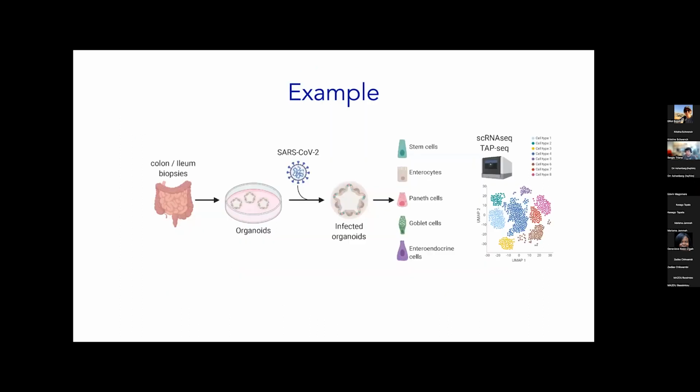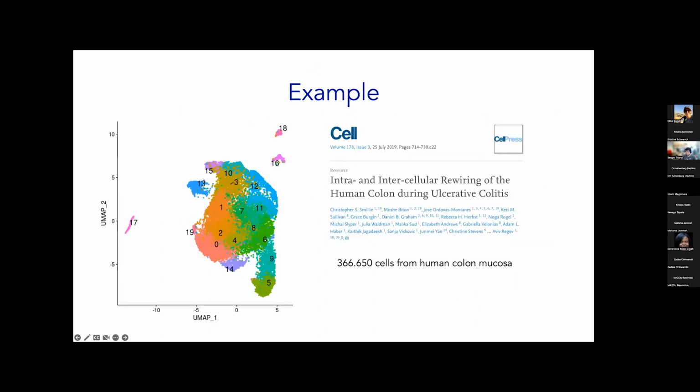So a quick example: this is a previously published data set where we were working with colon and ileum biopsies that were infected with SARS-CoV-2, and we did single-cell RNA-seq using the Next GEM kit. So basically, this is the UMAP dimensionality reduction that we ended up with. As you may see here, we have multiple clusters.